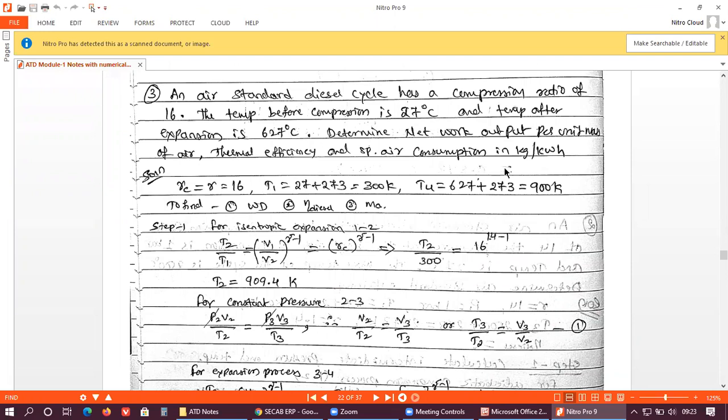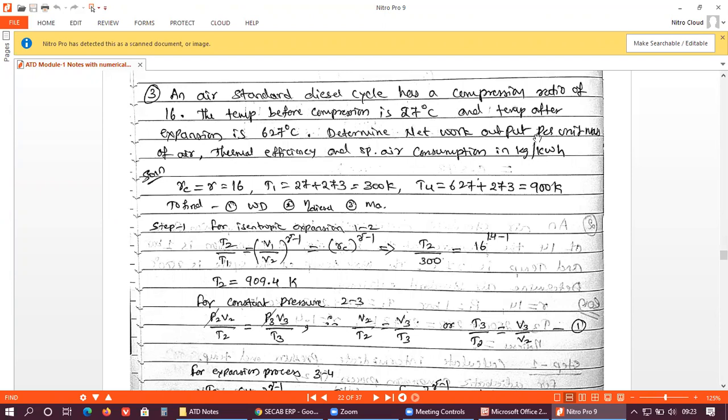Okay, we'll go with the third problem of a diesel cycle. An air standard diesel cycle has a compression ratio of 16. So the value of r is given, that is 16. The temperature before compression is 27 degrees Celsius. If you observe the PV diagram, this temperature is T1, plus 273 for Kelvin. The temperature after expansion is 627.